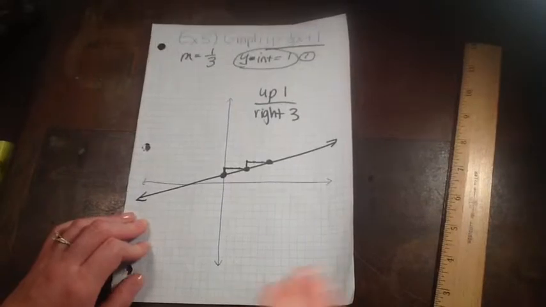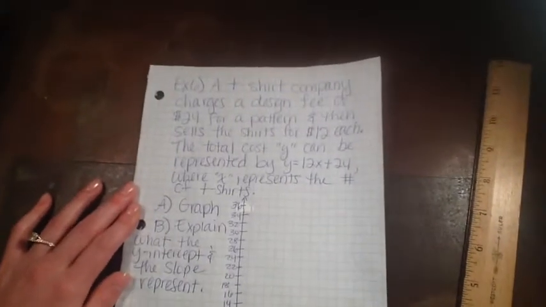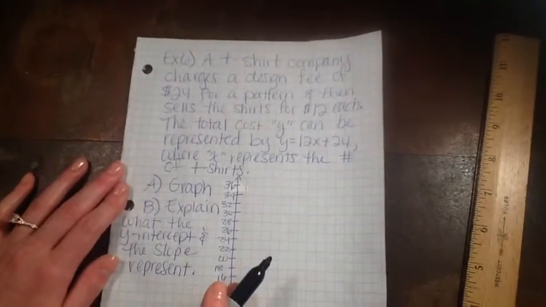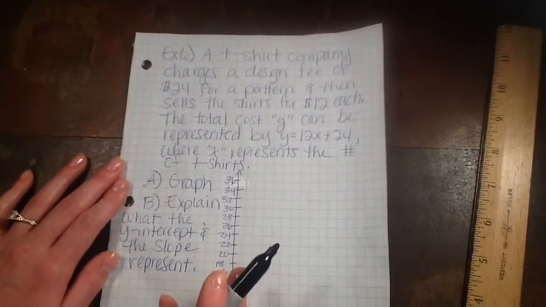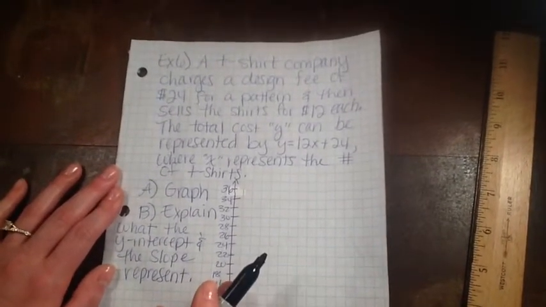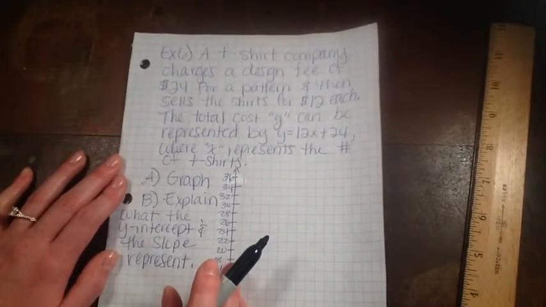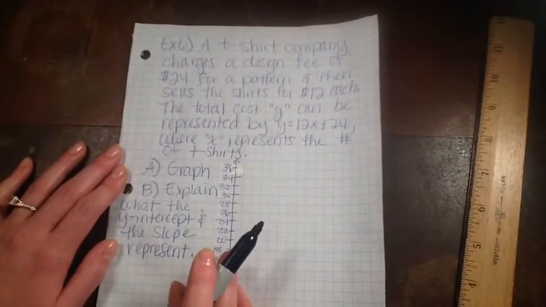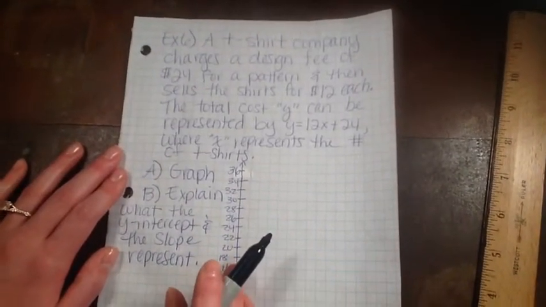Alright, let's go ahead and look at another example. So in this case, it says, a t-shirt company charges a design fee of $24 for a pattern and then sells the shirts for $12 each. The total cost, which is the y, can be represented by y equals 12x plus 24, where x represents the number of t-shirts.